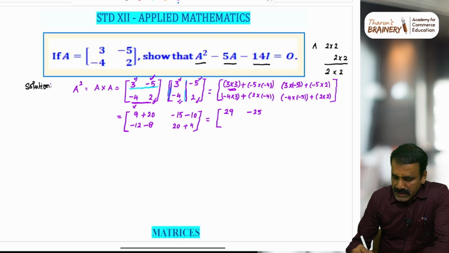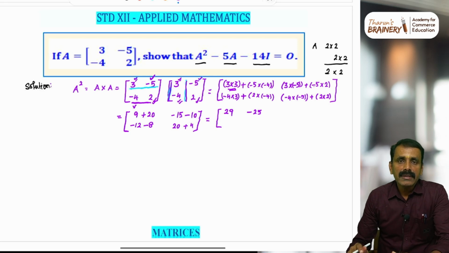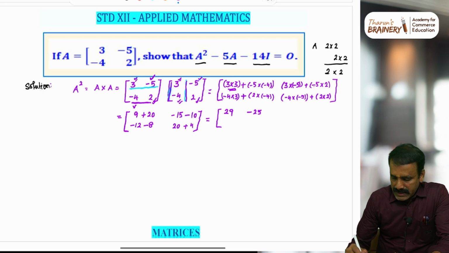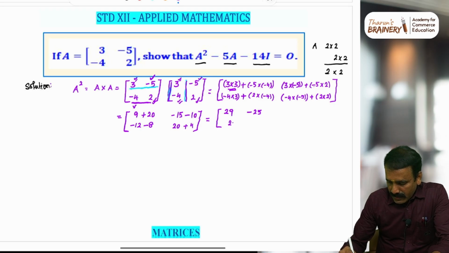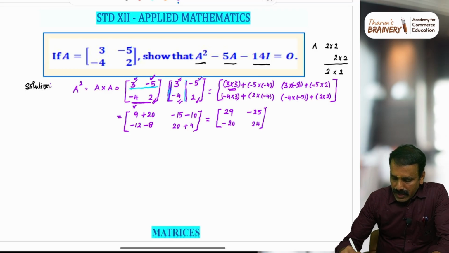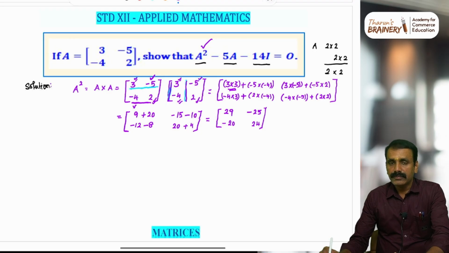Next, minus 12, minus 8. Both are going to have same sign. Here we are not going to multiply at all. We are going to simplify. Minus 12, minus 8. Either we have to add or subtract. Since both are going to have same sign, we have to add. So 12 plus 8, it is going to be 20. Because both are going to have negative sign, it is going to be minus 20. 20 plus 4, 24. So we got A square.